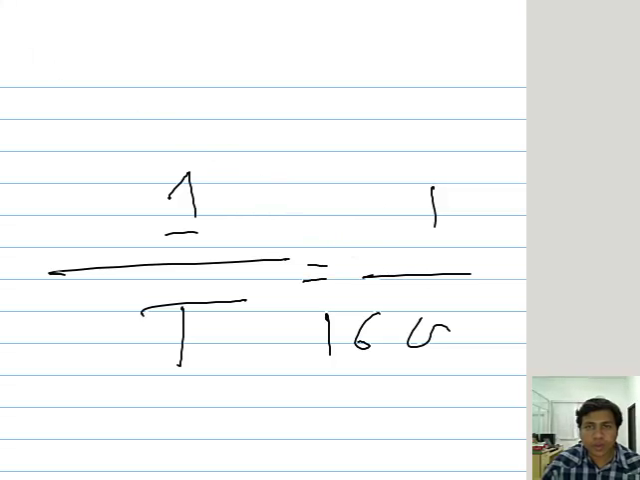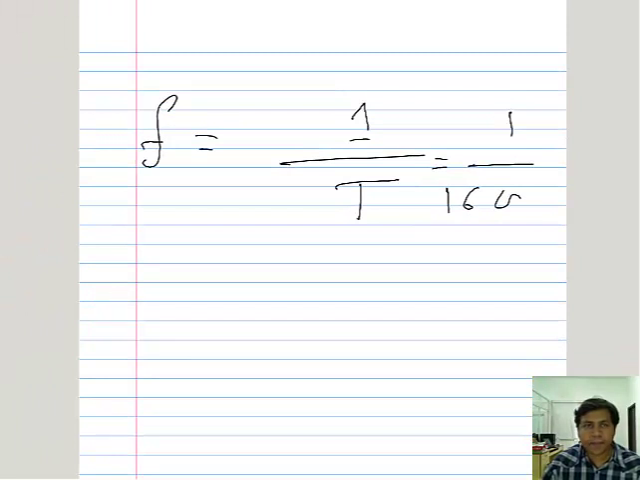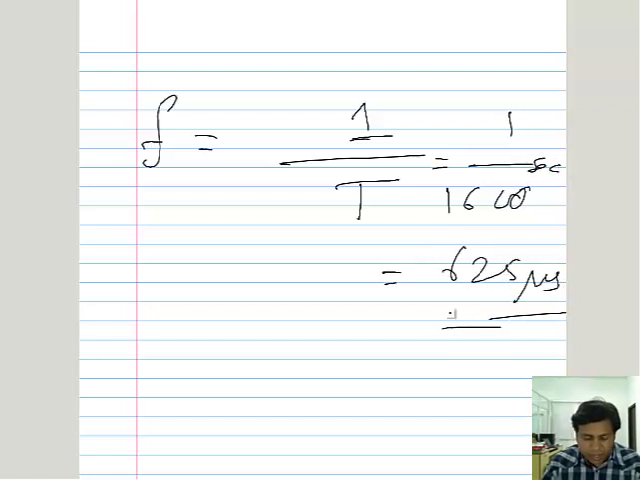So if you calculate 1 by 1600. We have already seen there is a calculation that in a second it can have 1600 times of hop. So this will be 1 by 1600 second, which comes to 625 microseconds. If you calculate by calculator, this will come. So the time we can calculate.